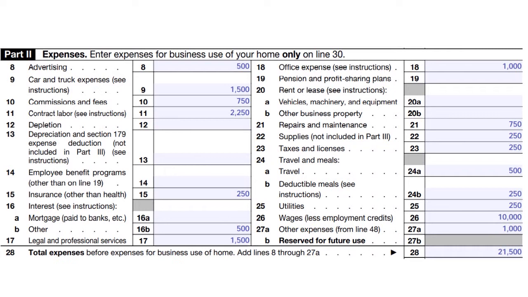There are some expenses that are not deductible on line 26. For example, employee fringe benefits, pension, profit sharing, and retirement plans. Wages that you report on line 37 under cost of goods sold, and commissions and fees you pay to independent contractors. You want to report those on line 10, commissions and fees. And line 27, as you can see on the screen here, we have other expenses. And I'll explain how we got the number, the $1,000, later on.